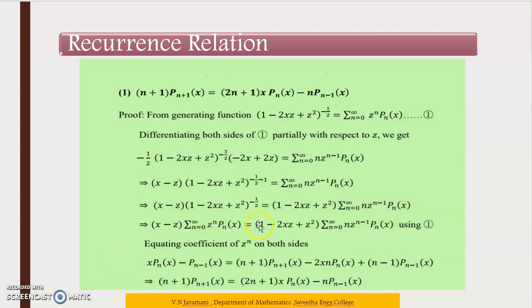So now this one can be written by using the generating function. Instead of (1 - 2xz + z²)^(-1/2), it can be written as the summation n = 0 to infinity of zⁿ Pn(x). Then zⁿ Pn(x) equals (1 - 2xz + z²) times the summation n = 0 to infinity of n zⁿ⁻¹ Pn(x). Okay, so using one, we got this result. Now, before equating zⁿ, we will see the expansion of this one.